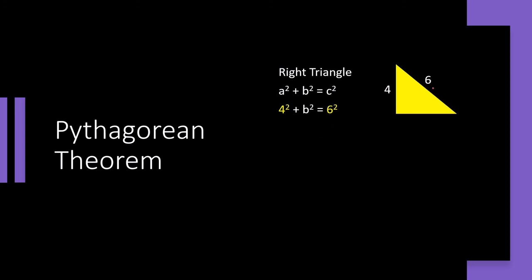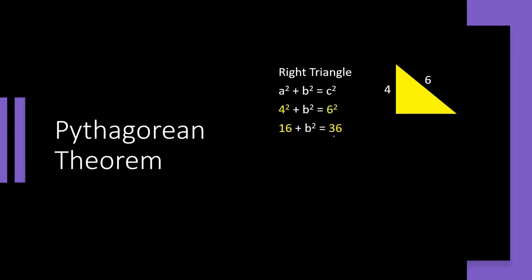So for the next step, I'm going to go ahead and solve for these powers. I have that 4 squared is equal to 16. 16 plus b squared is equal to 36. 6 squared is equal to 36. So that's what I have, this 36 right here.